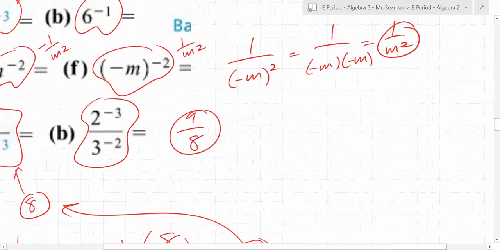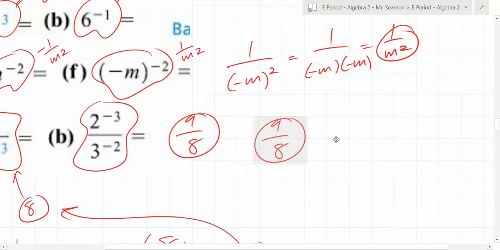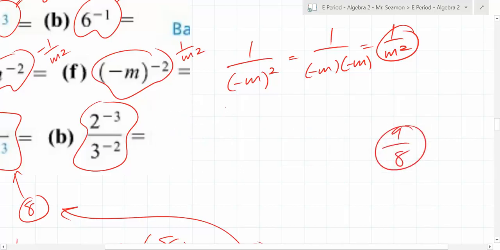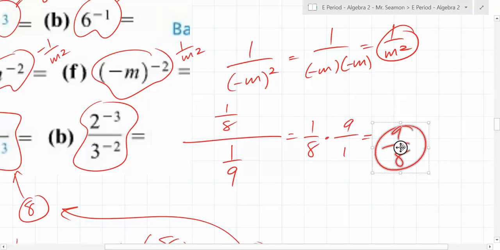Okay. What about this one right here? How did we get 9/8? What is 2 to the negative 3? 1 over 8. What's 3 to the negative 2? 1 over 9. Dividing is the same thing as multiplying by what? So that's 1/8 times 9 over 1, which is 9/8. There it is. It just takes practice, everybody.